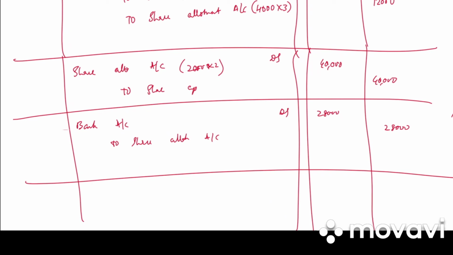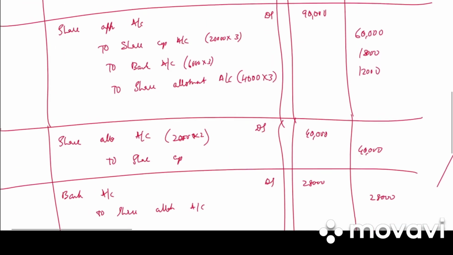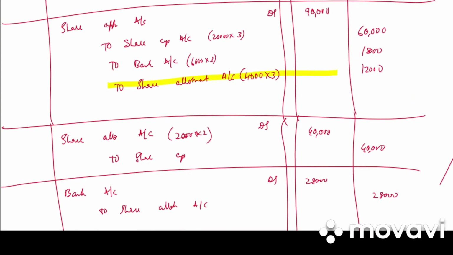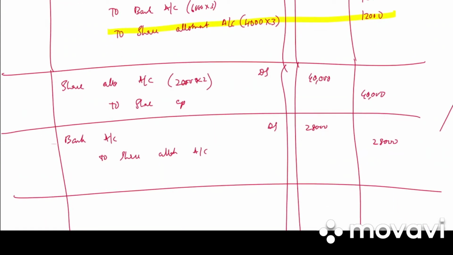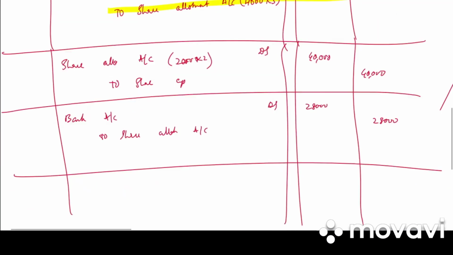40,000 less 12,000 already received. So the allotment money of 12,000 is already received. So out of 40,000 we have received 12,000. So we are receiving only the remaining balance, that is 28,000.